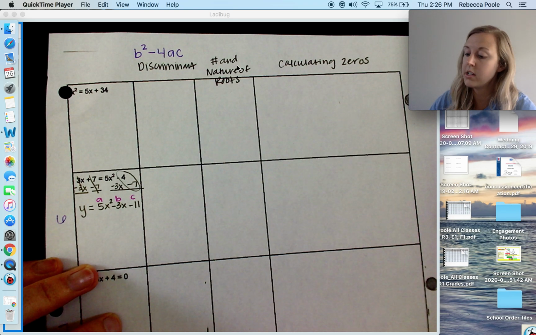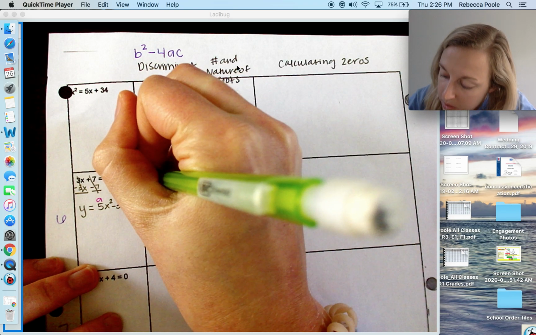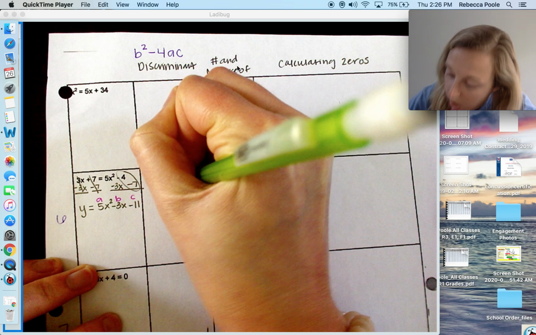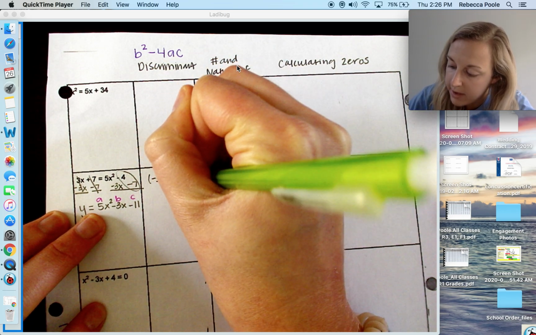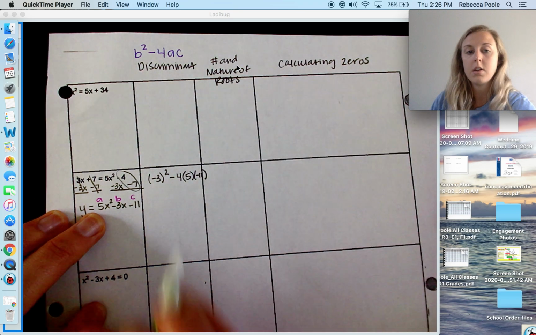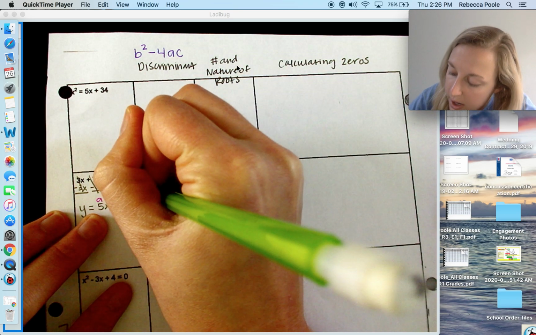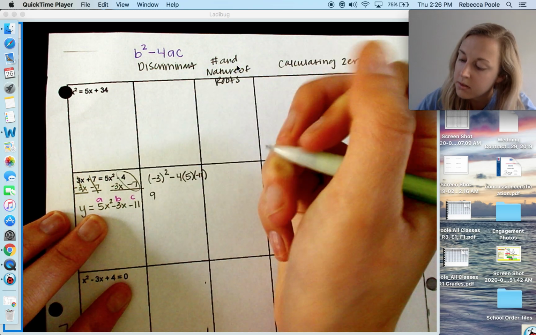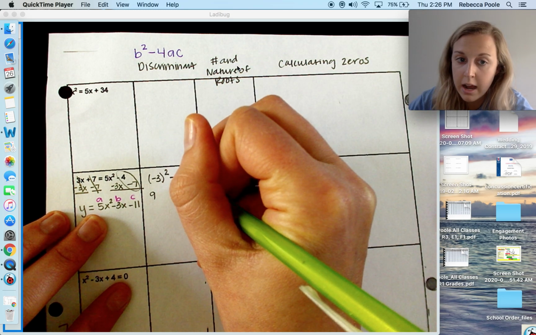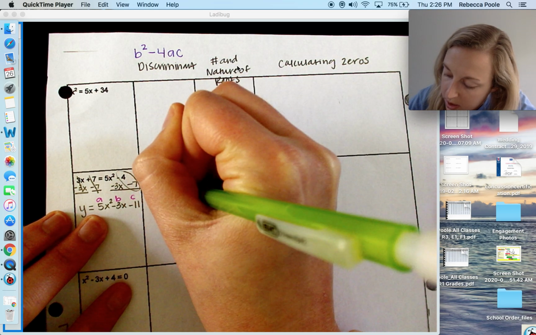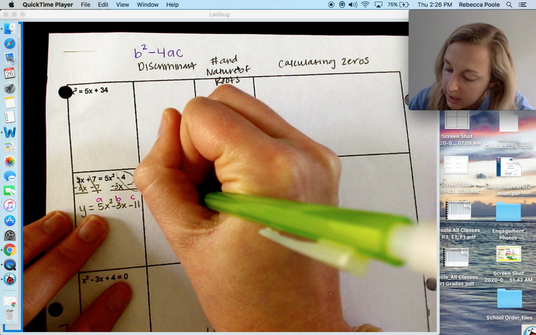So to find the discriminant, we're going to do negative 3 squared minus 4, my a value is 5, and my c is negative 11. So b squared minus 4ac. Negative 3 squared is going to give me a positive 9. Negative 4 times 5 is going to give me negative 20 times negative 11.